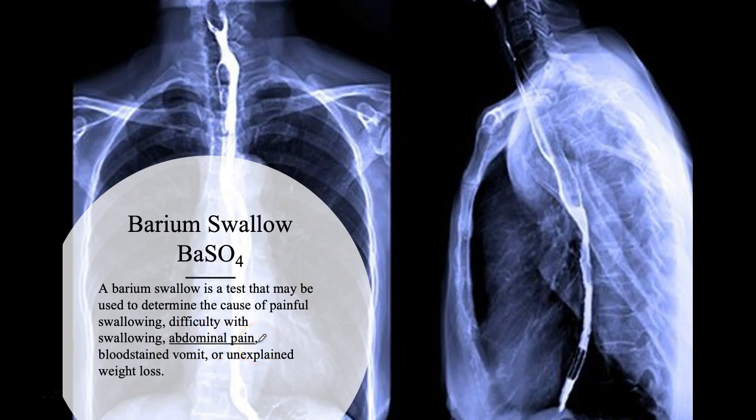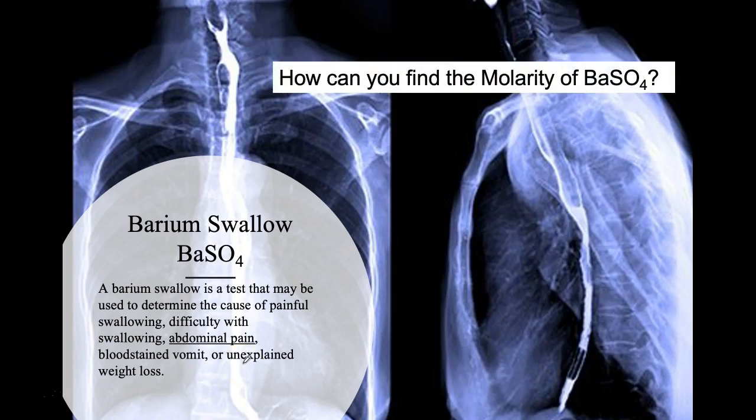You could have a structure there, something that's impeding the flow of food through your abdomen. Bloodstained vomit, or unexplained weight loss. How can you find the molarity of the barium sulfate that they use?